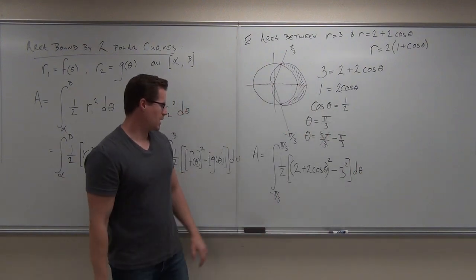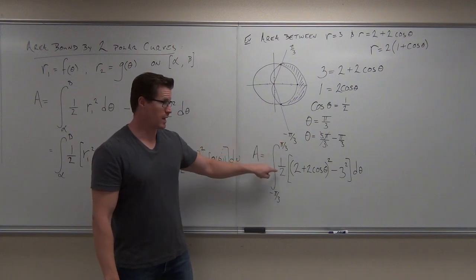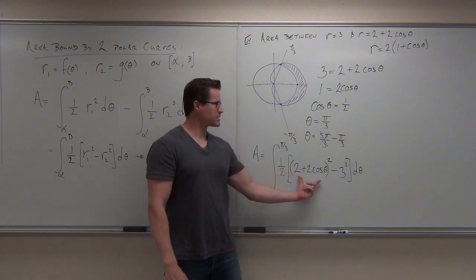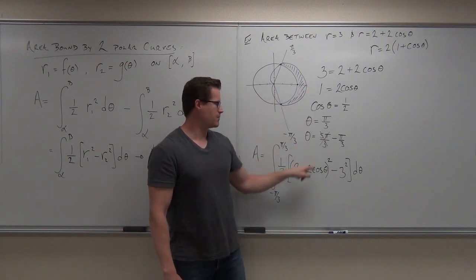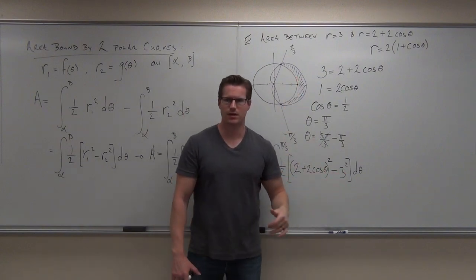Okay, let's double check. Do you understand why we're going from negative pi over 3 to pi over 3? See where the 1 half comes from? It's our formula, the area of a sector. We're just taking the big sector, the most outside, minus the little sector, the one most inside, and then we're integrating d theta. Show of hands, feel okay?